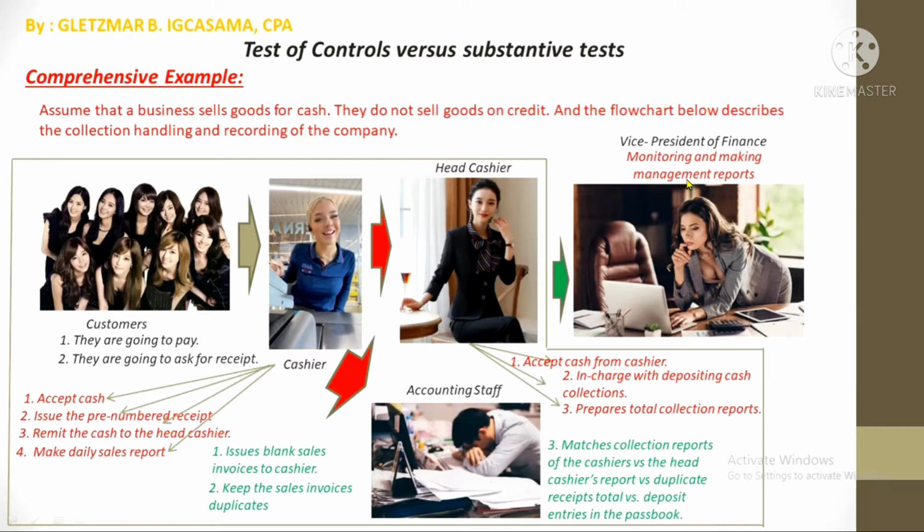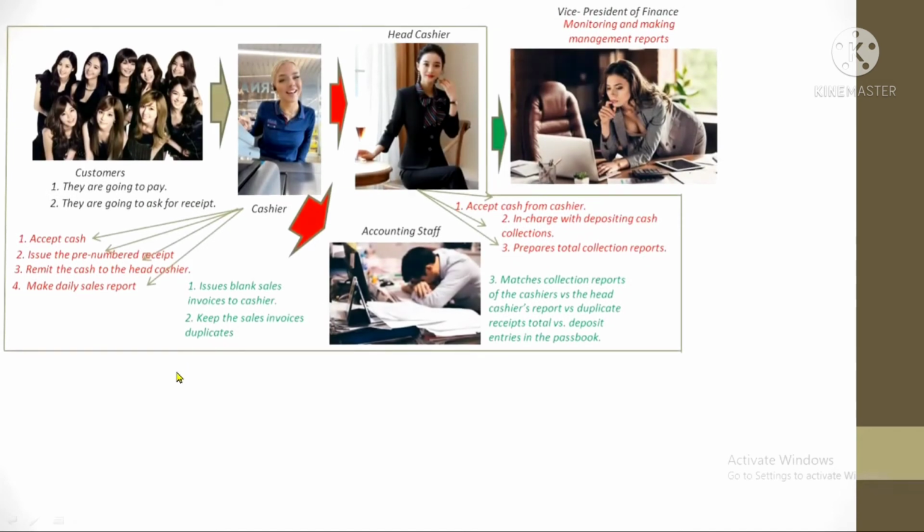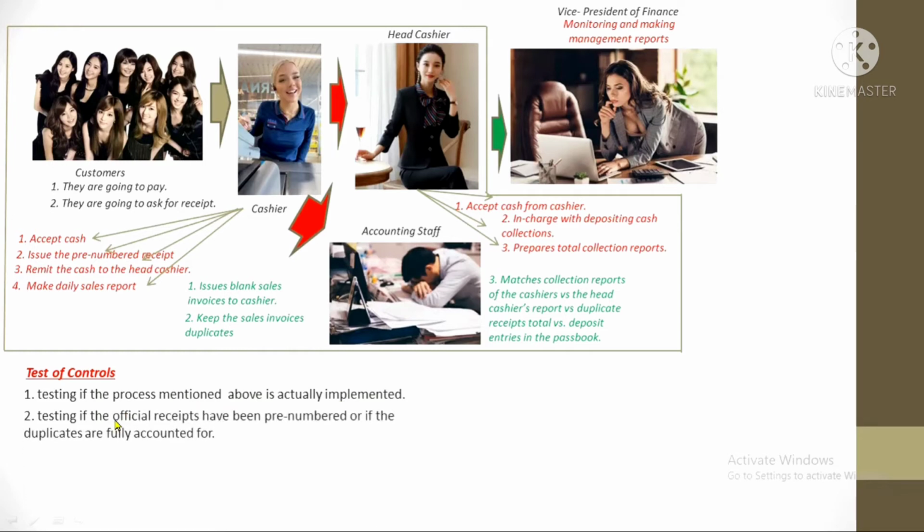Alright? Now, related to this, the question is, what are the possible tests of controls or substantive tests? Let's start with test of control. So, if you want to test if the process mentioned above is actually implemented, that's a test of control. And if you are testing if the official receipts have been pre-numbered and if the duplicates are fully accounted for, that's another test of control. And if you're testing if the employees are functioning as intended, that test is still a test of control. If you want to test if the segregation of duties is followed, that is still a test of control.